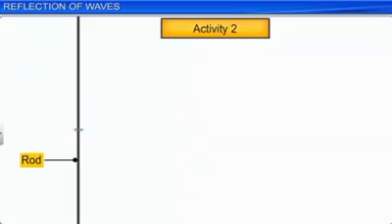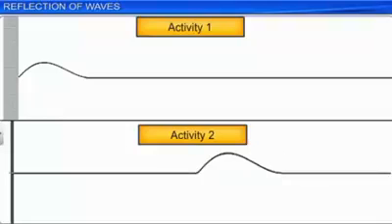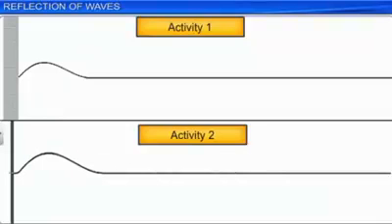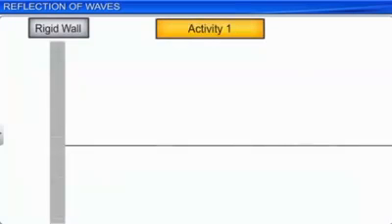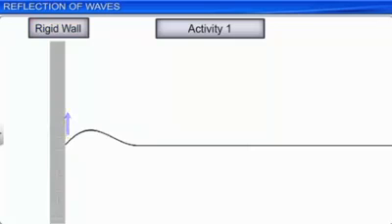In the case of the first activity, the pulse, on reaching the left end of the string, encounters the rigid wall. The pulse applies an upward pull on the wall, and the wall applies an equal but opposite downward pull on the string, obeying Newton's third law of motion. The downward pull by the wall on the string generates a pulse which travels in a direction opposite to that of the incident pulse.